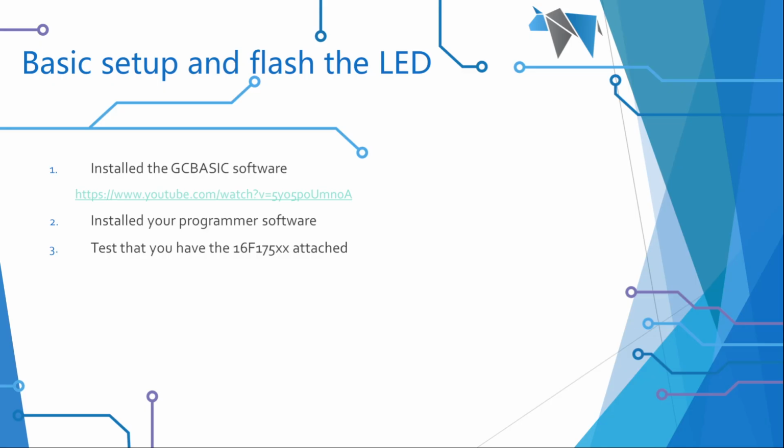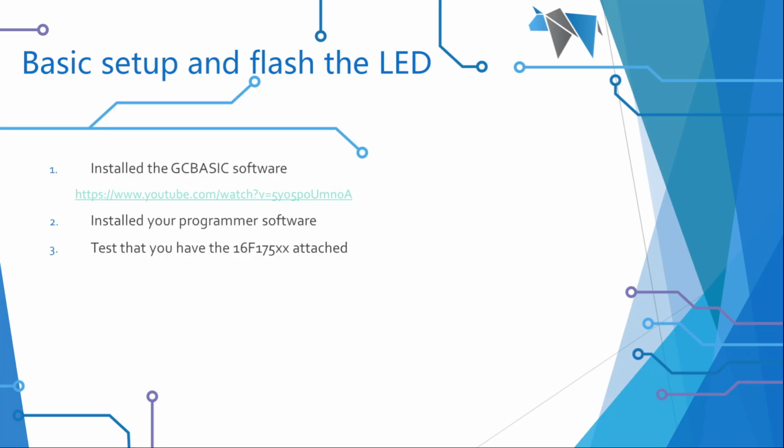So what we're going to do is assume that you've done the GCBASIC and GCStudio, which is the overall package of software. And if you haven't done that, there's a YouTube link here, and I'll put that in the link, and it will take you through how to download, install, and do the initial test. You need to do that. You need to have installed your programming software, and you need to make sure that you can find the PIC that we're targeting, the 16F175xx. If you don't do those 3 things, the rest of this is pointless, obviously.